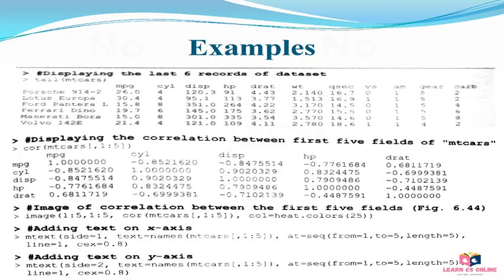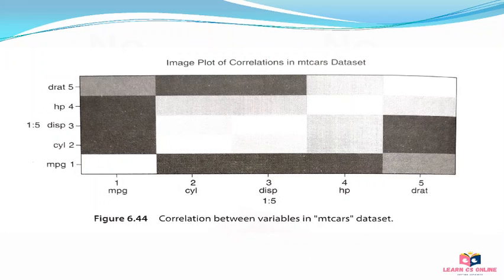The lighter color shows high intensity, positive correlation, while the darker shade shows low intensity, negative correlation. The forthcoming commands help to add names on the x-axis and y-axis. The visual representation of the image plot is shown in this slide.